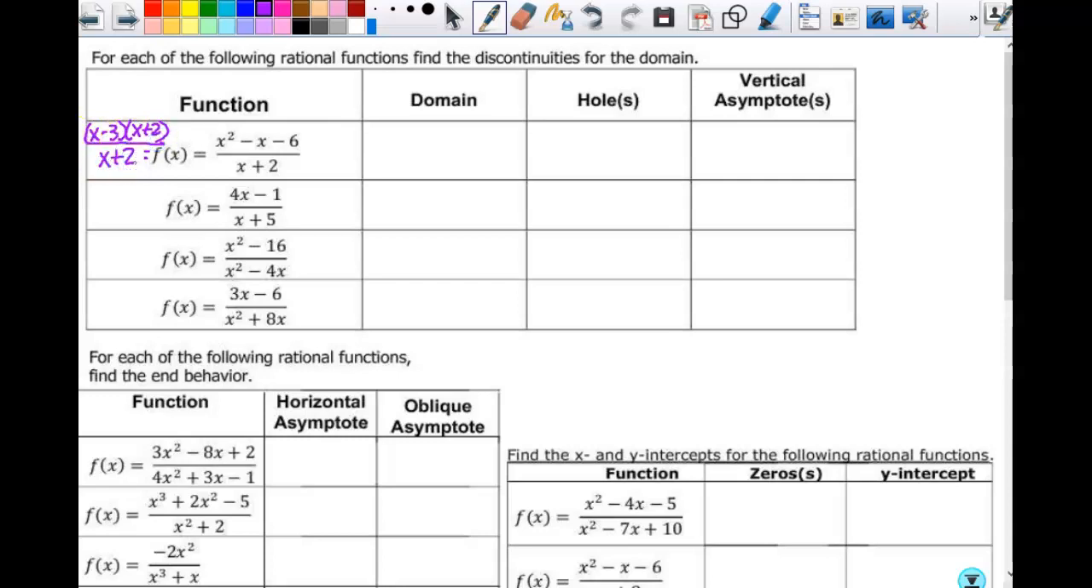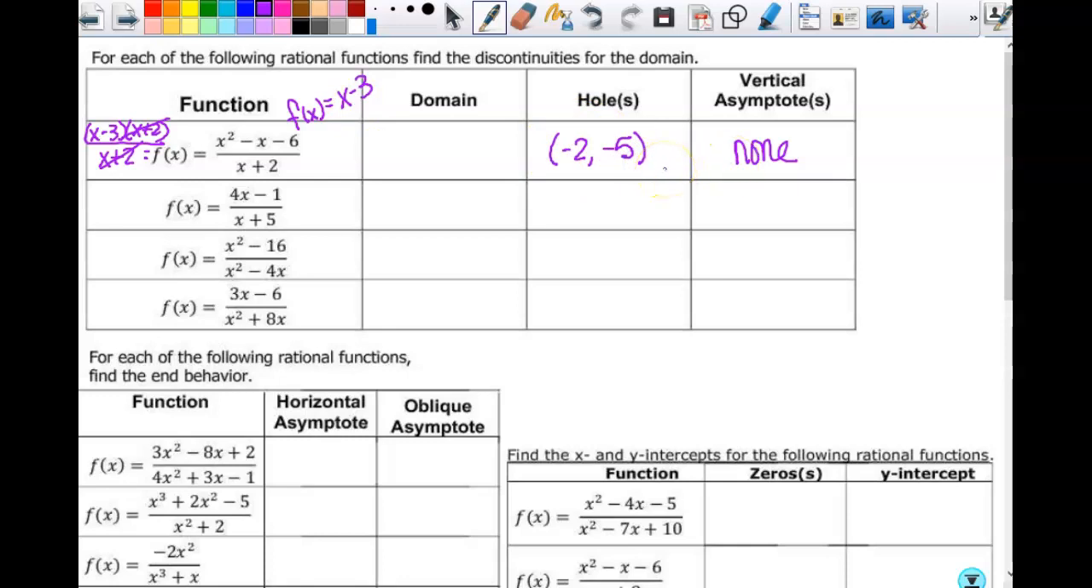Okay? So the first thing we do is cancel those out. Since we are reducing something here, that means I have a hole, and the x value for the hole is negative 2. Then I am left with my reduced function, f of x equals x minus 3. I do not have a denominator there, so there are no vertical asymptotes. To get the y value of the hole, I substitute in here, so this is going to be negative 5. These are the two things that affect your domain.